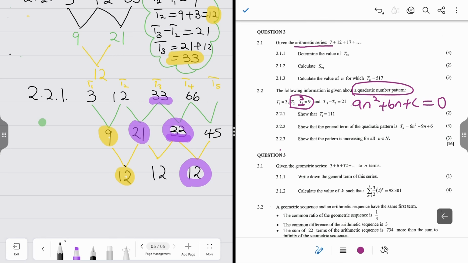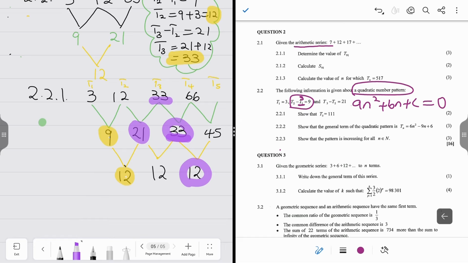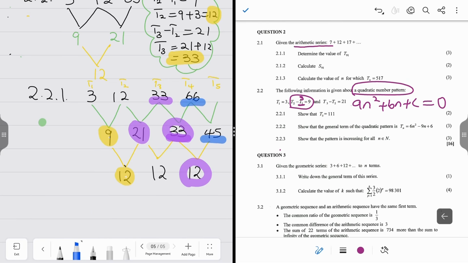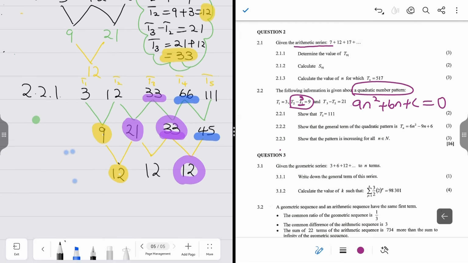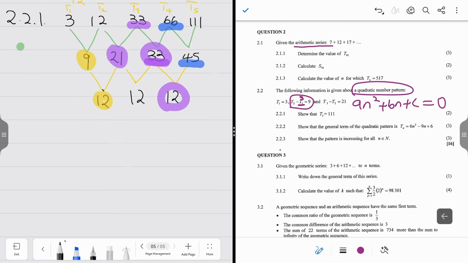Now, for me to get T5, if I add 45, which is this 45 here, and also the 66, I should get T5. So let's add them. That is going to give me 111. Just like that, I have already found my solution. So the answer, therefore, is that T5 is equal to 111.